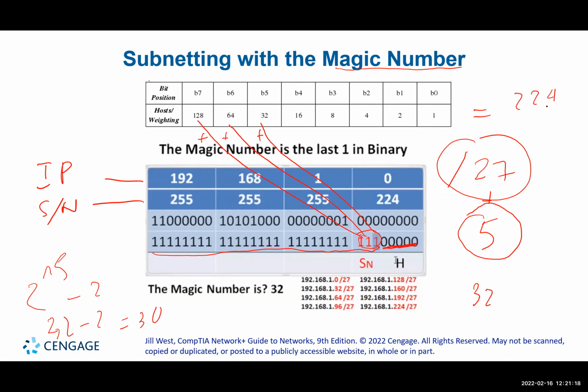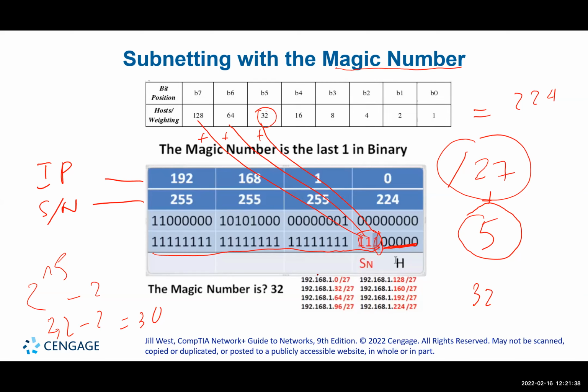This is an example where I want to break a network down into 8 subnets. That's the first thing. I know that I want 8 subnets here. Now the second thing: you know that the magic number is the last number, which is 32. That is the step of each subnet here.